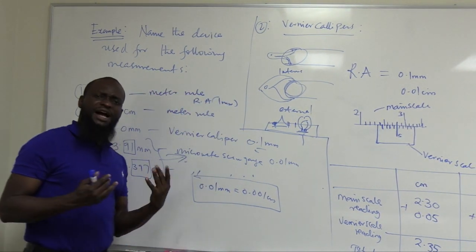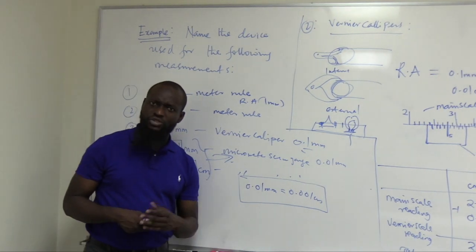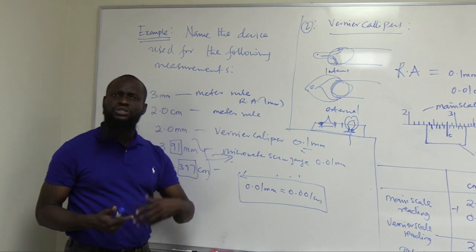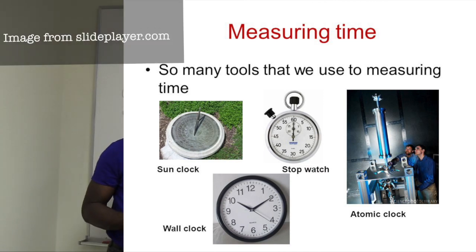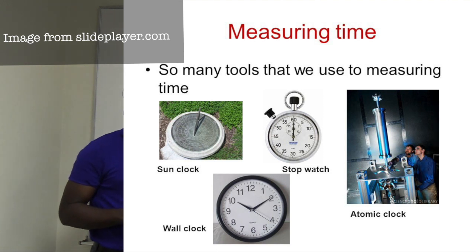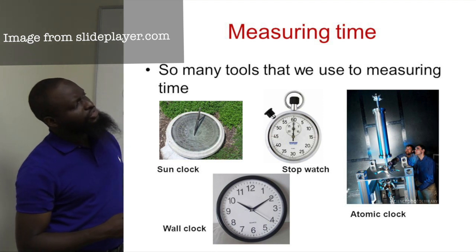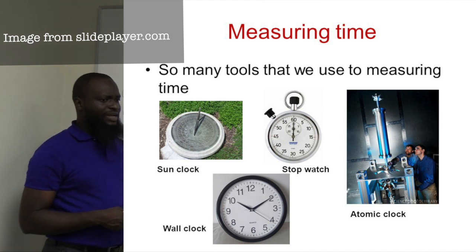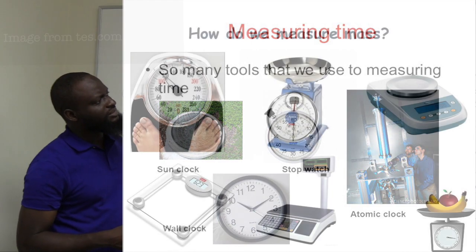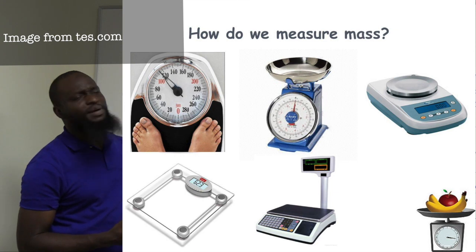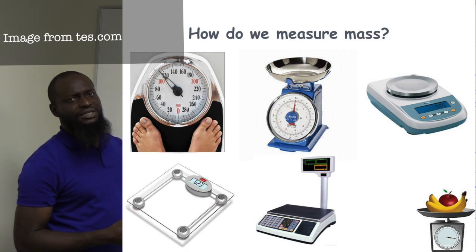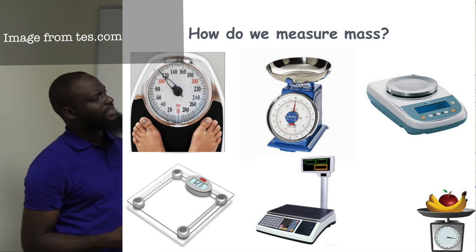And then we have other devices for measuring time, like the stop clock, the wall clock, the wristwatch. We have many which we are displaying on the screen for you. Then after measuring time, we are going to go into measuring mass. We have the different scales, the beams, and the weighing balances that are used to weigh the mass of an object in grams and kilograms.